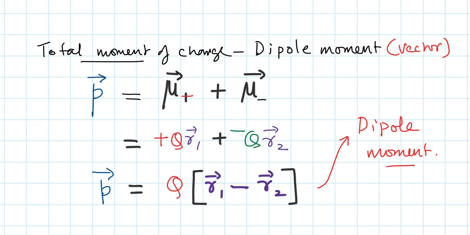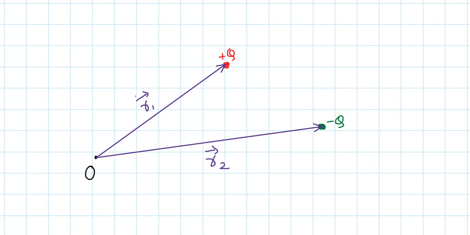Now the direction of the dipole moment P will be along the direction which is indicated by the difference of the two vectors r1 and r2. So we may just go ahead and look into what r1 minus r2 will be. To find the difference vector r1 minus r2, let us look back into the figure that we drew a few moments ago.